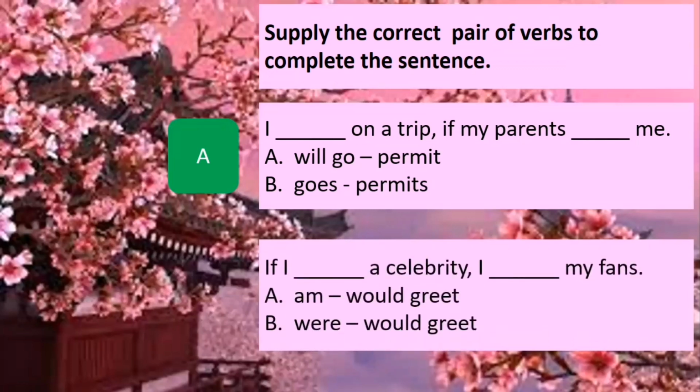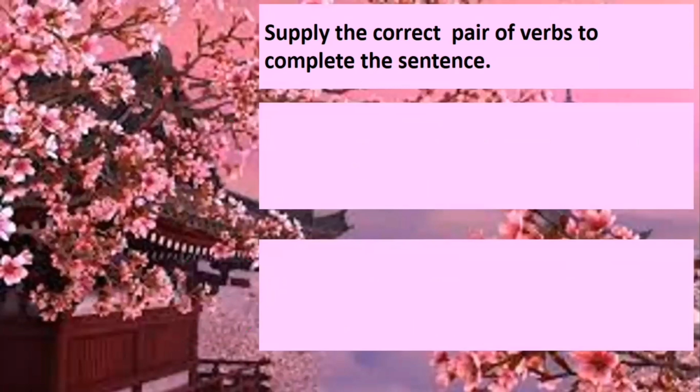If I blank a celebrity, I blank my fans. What is your answer? Is it A, am, would greet, or B, were, would greet? That is letter B. If I were a celebrity, I would greet my fans.